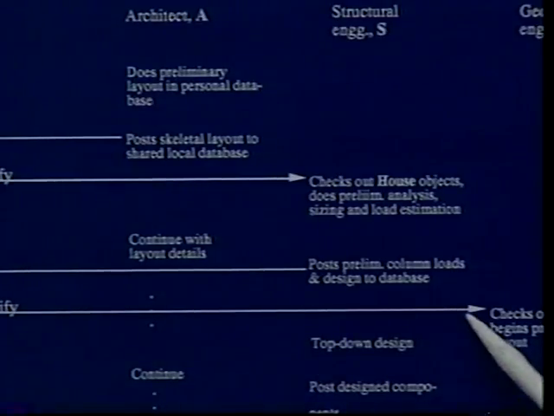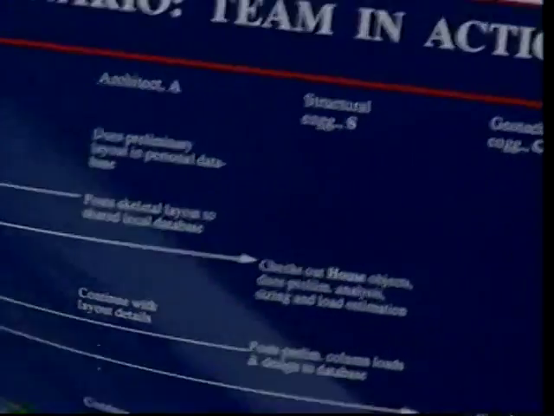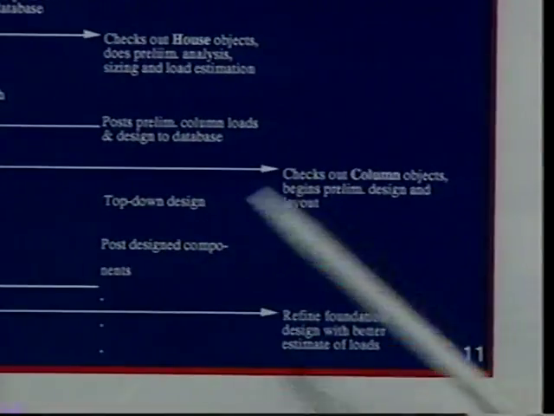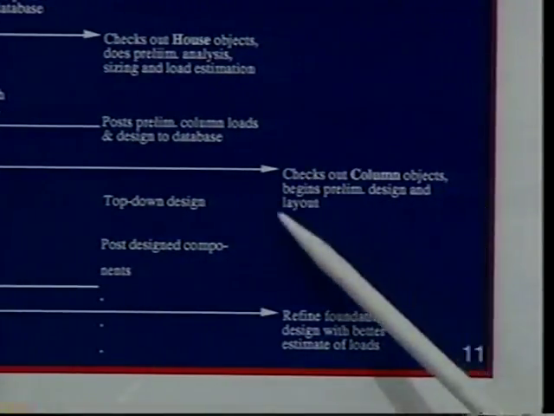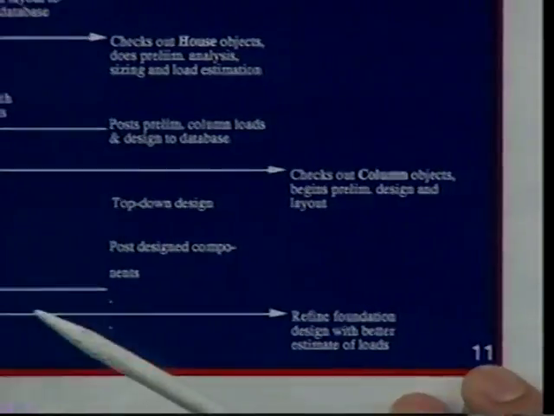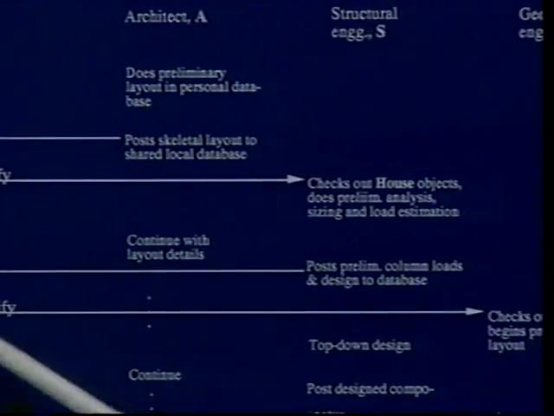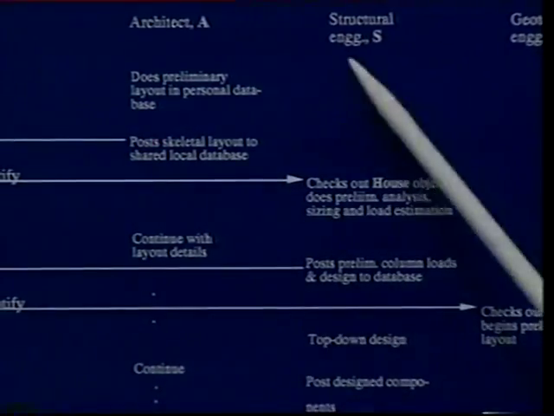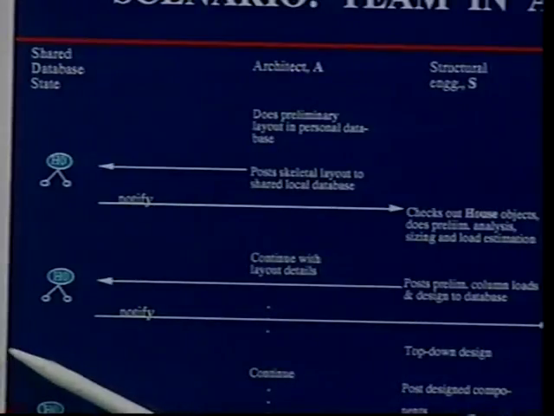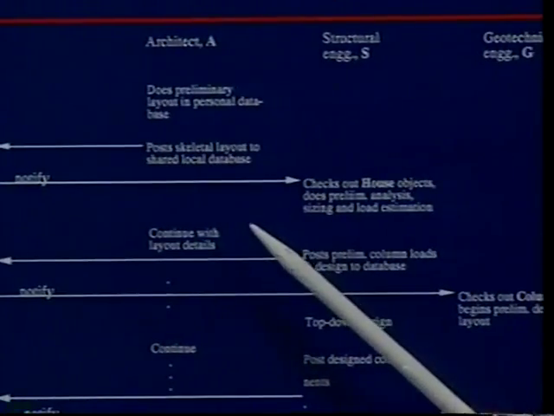The structural engineer completes the design and posts it into the shared database, and when this happens, immediately the geotechnical engineer is notified that there is something for the geotechnical engineer, and the geotechnical engineer checks out the column objects and begins doing the preliminary design and layout. And while this process is going on, by the way, the structural engineer also gets a notification. So as people are putting things into the database, people are being notified simultaneously.